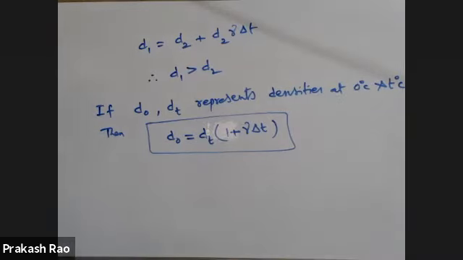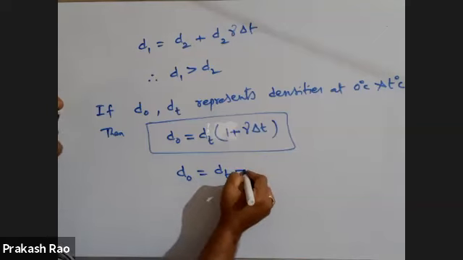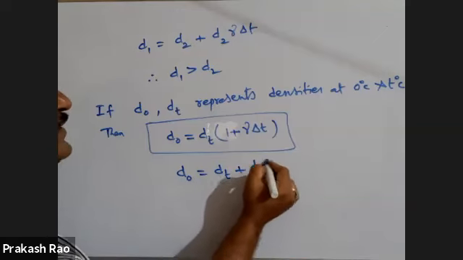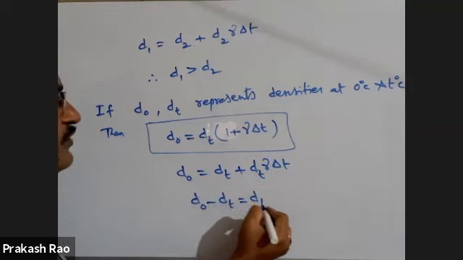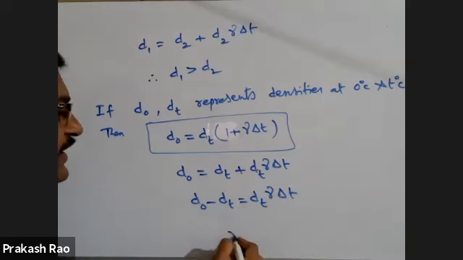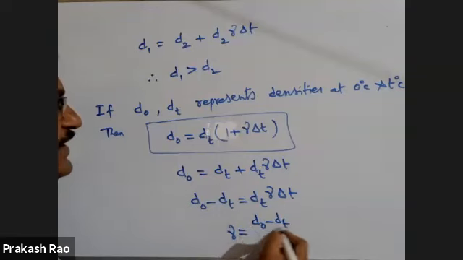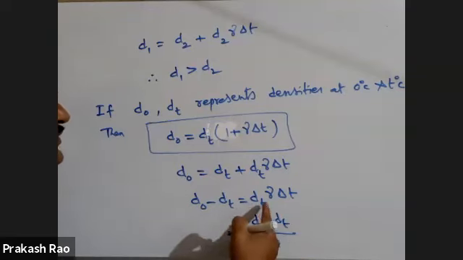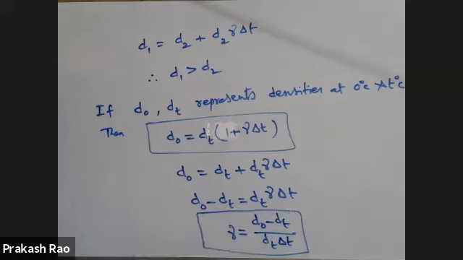So you can also write this as d0 is equal to dt plus dt into gamma into delta t. d0 minus dt is equal to dt gamma into delta t. Another expression for coefficient of volume expansion in terms of density is d0 minus dt by dt into delta t. This is the expression for coefficient of volume expansion. Please note this down. If anyone has any doubt, you can ask.